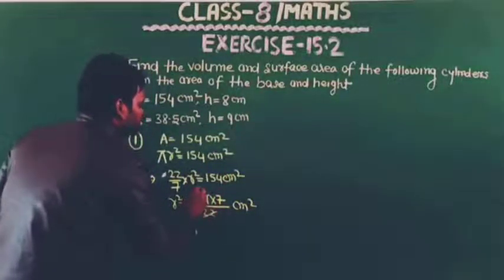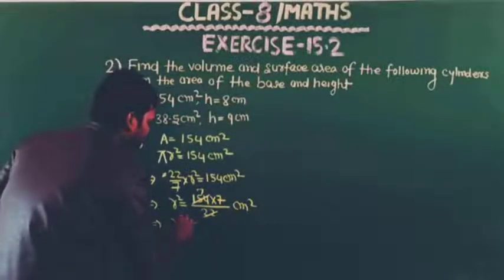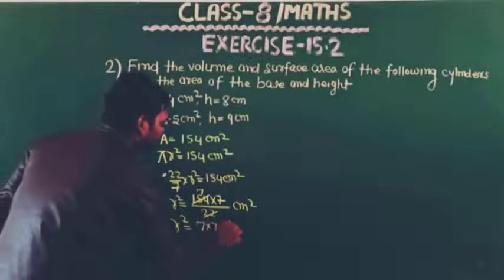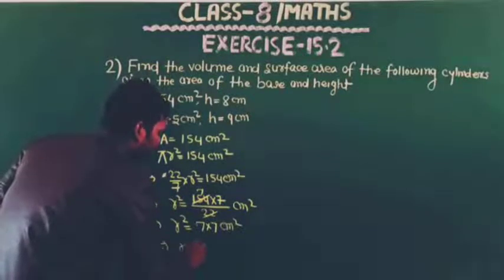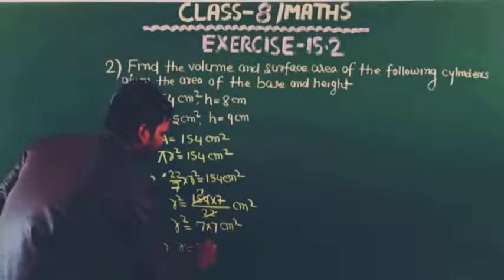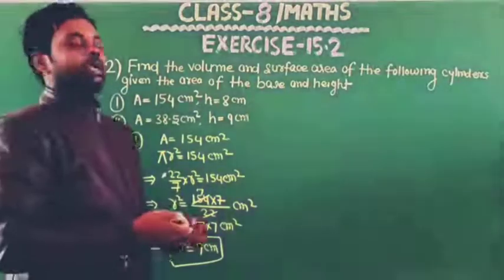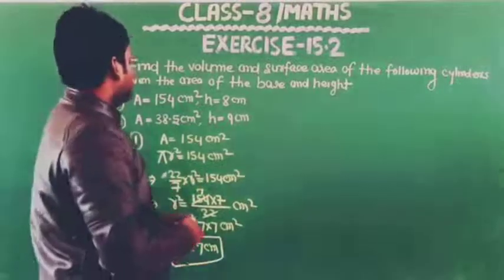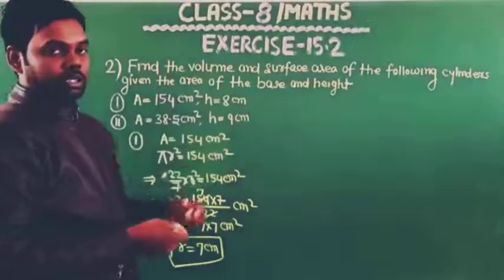154 divided by 22 means 7 times. So the value of r square will be 7 into 7 centimeter square, and after simplification we get r equal to 7 centimeter. This is the radius we found when the area of the circular base is given as 154 centimeter square. Now I will find its volume and surface area.